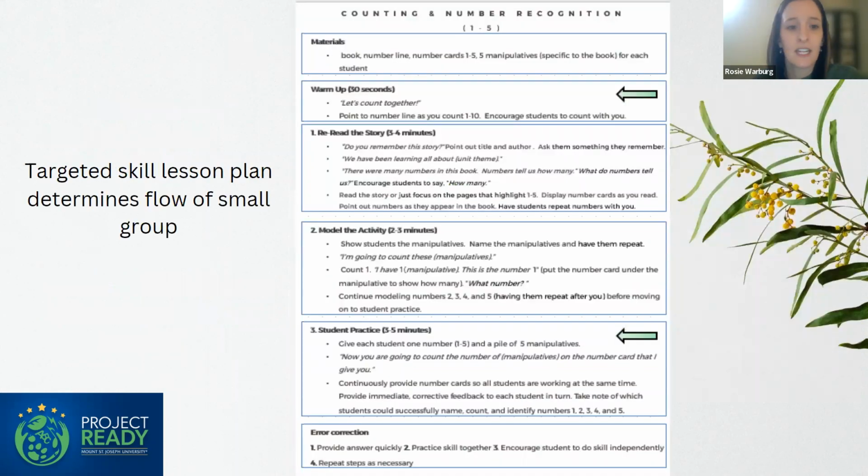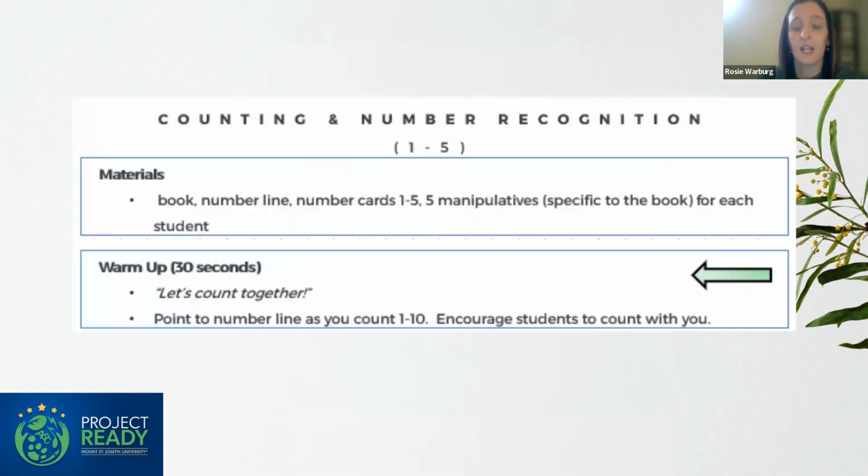Looking at your targeted skill lesson plan really determines the flow of your small group. When you sit down with your small group, you've got them targeted by their skill level, and you're going to look to this skill lesson plan to help you flow through the lesson. Starting up at the top, it tells you specifically what materials you need to gather before the lesson. And then we always have a warm-up. You'll notice next to each of the sections, we have a target for the amount of time to spend on each of these pieces.